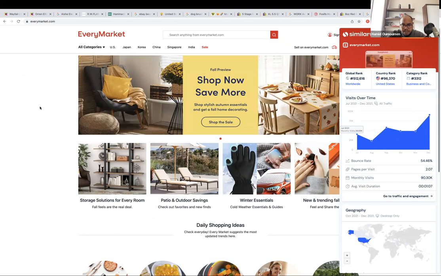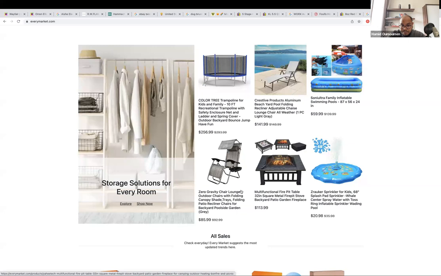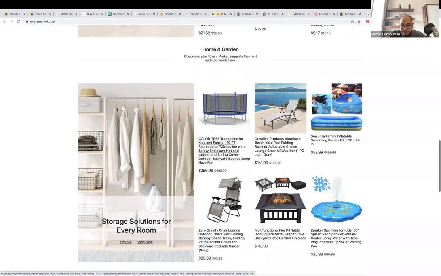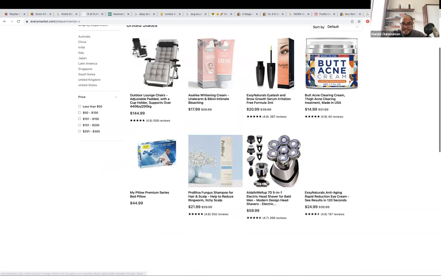Traffic is a bit high, maybe still like a small brand, but they have good winning product ideas. You see, this one is a good winning product idea. This one also is a high ticket product idea. You see, this one too, trampoline. So from this store also, you will find a lot of products. You just need to start searching and discovering the products.